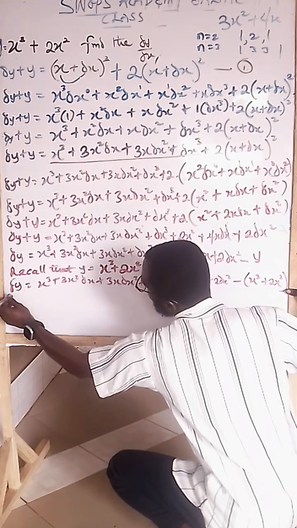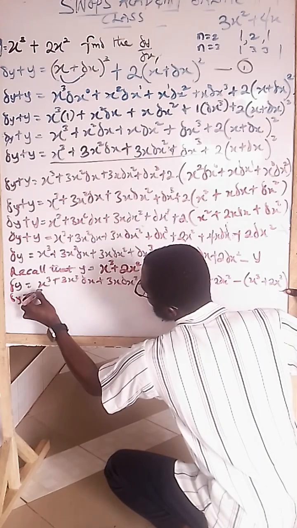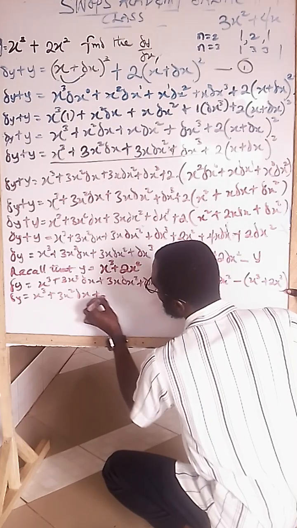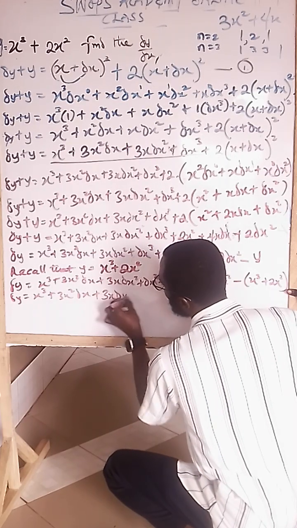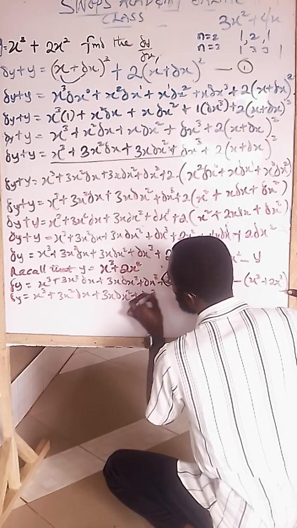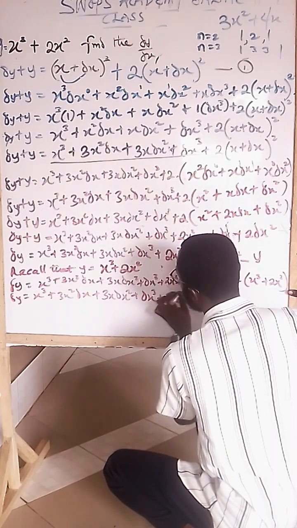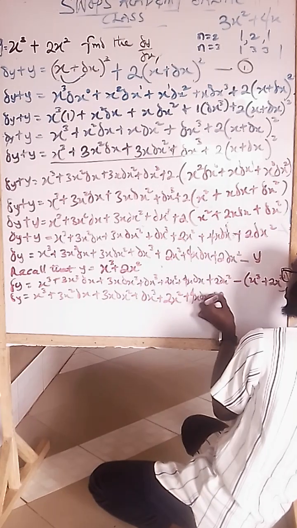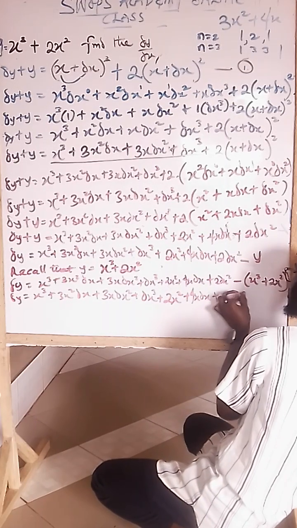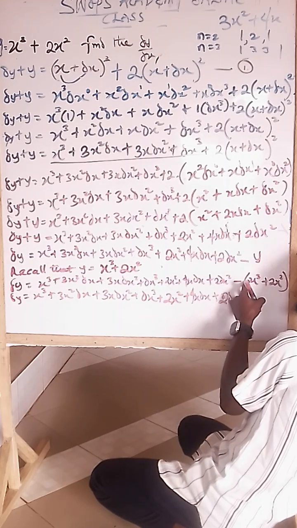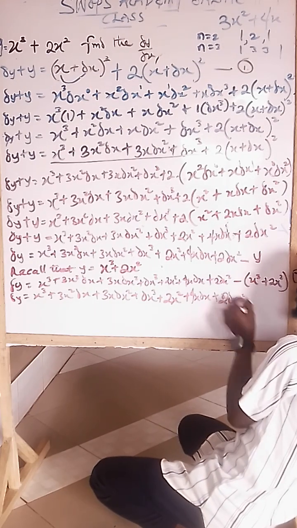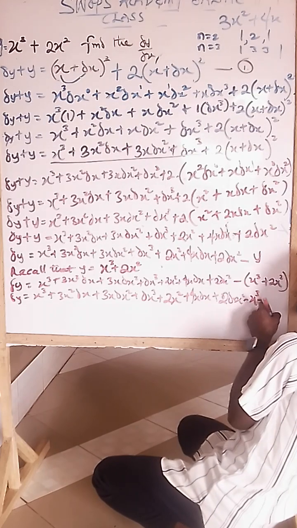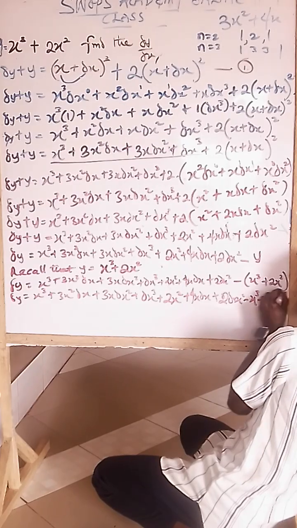This will now be dy equals s cubed plus 3s squared dx plus 3s dx squared plus dx cubed plus 2s squared plus 4s dx plus 2 dx squared minus times this is a plus, that is a minus times plus will give us minus. It will now be minus s cubed, minus times plus is minus 2s squared.